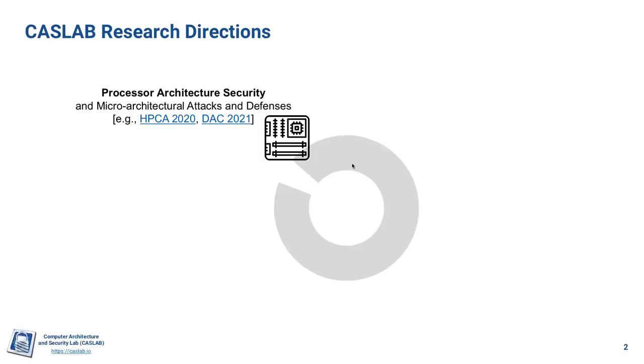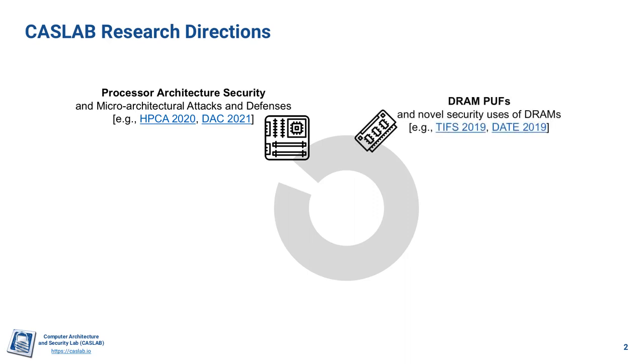As a brief introduction, CASLAB is the Computer Architecture and Security Lab, which is the group I lead at Yale, and we research a lot of different topics. One part of my PhD and original research was on processor architecture security, so we're interested in microarchitectural attacks and defenses, things like secure processor caches, Spectre, and Meltdown. In addition to classical processor security, we also looked at DRAM memory and DRAM security, for example, using DRAM memories for fingerprinting or physically unclonable functions.